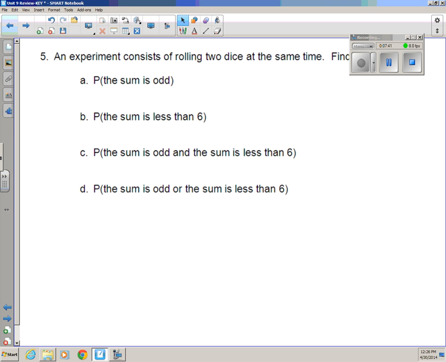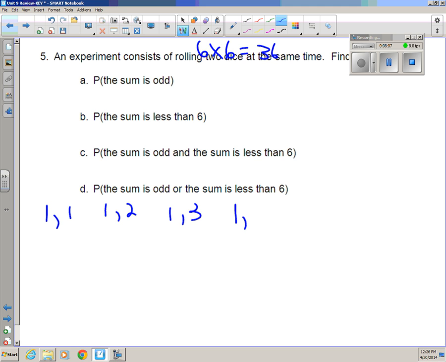But an experiment consists of rolling 2 dice at the same time. What you need to understand for the dice, and I don't have it to show you right now, so you'll have to take my word for it, and we'll talk more about it tomorrow. But there are 6 sides to one die, and there are 6 sides to the other die, so there are 36 total outcomes. Well, if I roll the dice, I can get a 1 with a 1, I could get a 1 with a 2, a 1 with a 3, a 1 with a 4, a 1 with a 5, and then a 1 with a 6.